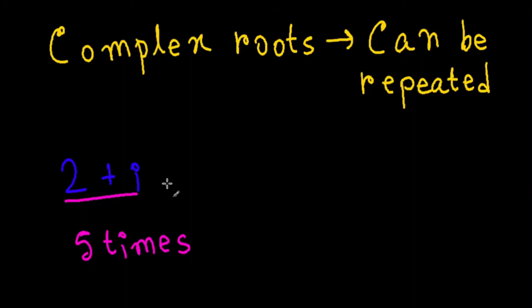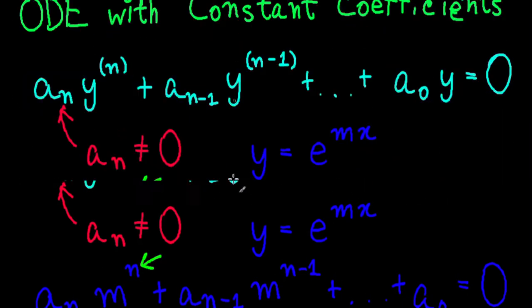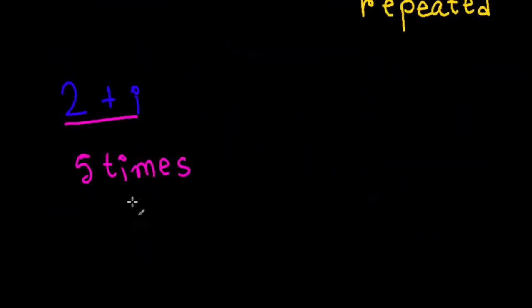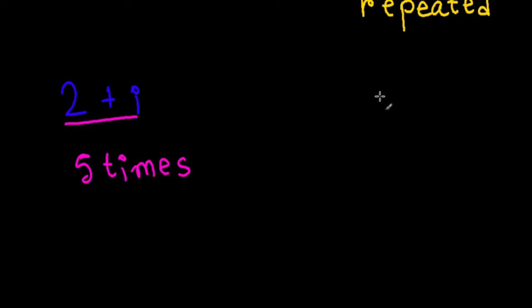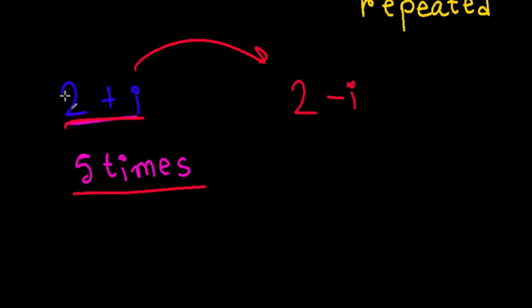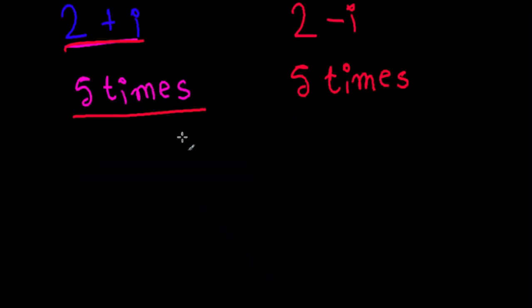If that is the case, it's not just one thing. We're assuming that the coefficients of the differential equation and also the characteristic equation are all real. If that's the case, we do know that 2 minus i has to be a root, since the coefficients are real and the conjugate also has to be a root. Not only does it have to be a root, it also has to be repeated the same number of times as this one is. So if this is repeated 5 times, this also needs to be repeated 5 times. And altogether you have twice the number of roots.